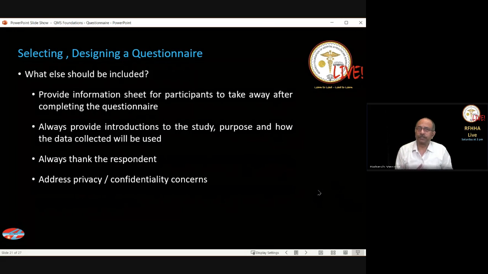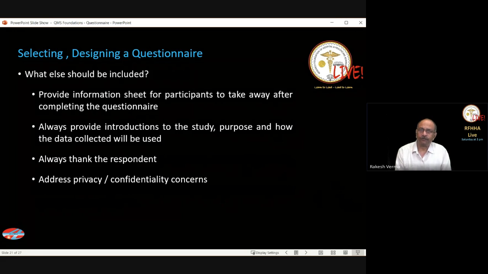Now, another aspect to understand is what else should be included in a questionnaire. It is not just the questions, but we also have to provide an information sheet for the participants to take away after completing the questionnaire. It is a kind of acknowledgement that they carry with them. Many of you would have seen when you fill a Google form sent to you by somebody, it asks you, do you want a copy of it? When you say yes, you put your email and the answers that you have given are mailed back to you. So it is a kind of need that I also want to keep a record of what answers I have given. That need is met like this.